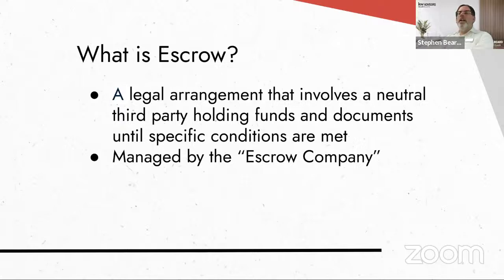Escrow is a legal arrangement. It's just a term we use to describe a neutral third party. You heard about this in real estate school. A neutral third party that holds the money and documents for a transaction of a legal nature until specific conditions are met. Once those conditions are met, they release the money and they release the documents. Do you guys think that buying a house is a legal transaction? Of course, right? So that's what this is.